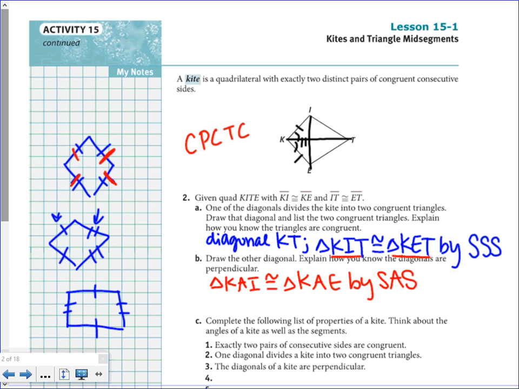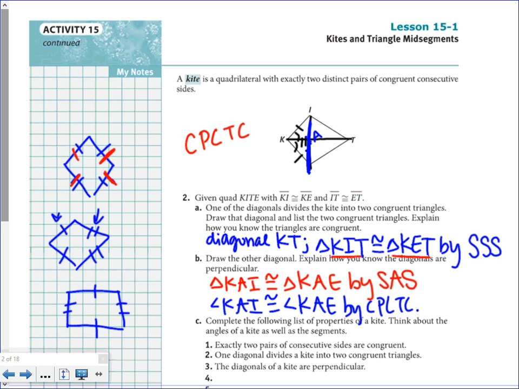Then, if those are congruent triangles, then that means that this angle here and this angle have to be congruent. So I had said this was angle, or point A. So I have angle KAI has to be congruent to angle KAE by the CPCTC.